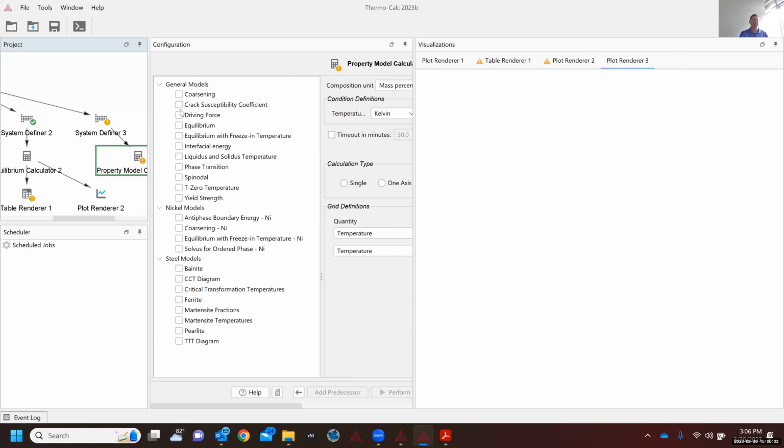It'll calculate driving forces. There's a crack susceptibility coefficient if you're doing something like additive manufacturing, where you're doing an alloy design to find a casting alloy. Something new is finding a spinodal. Here's the T0 temperature. It'll also calculate yield strength based on solid solution strengthening plus precipitation strengthening plus Hall-Petch grain boundary strengthening and some different parameters that it has built in. I've found that the solid solution strengthening, at least what I've looked at, doesn't work very well.